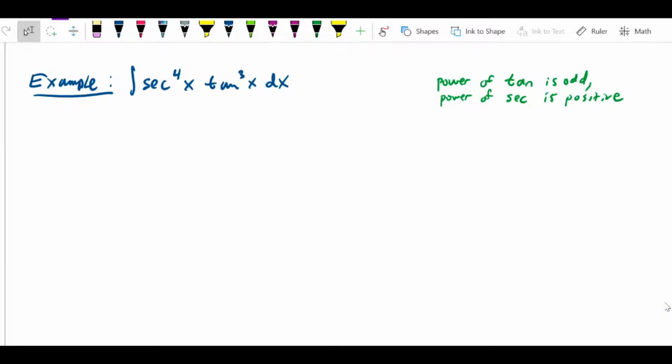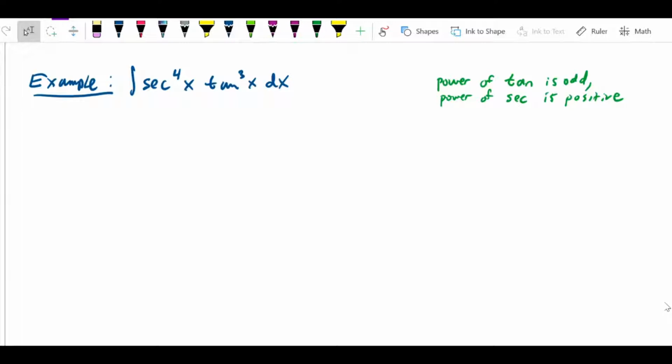So we want to consider now integrals where we have products of powers of secant and tangent. The rules for doing these integrals are going to take into account whether the powers are even or odd, very similarly to how we did with sine and cosine. The rules are just a little bit more complicated.